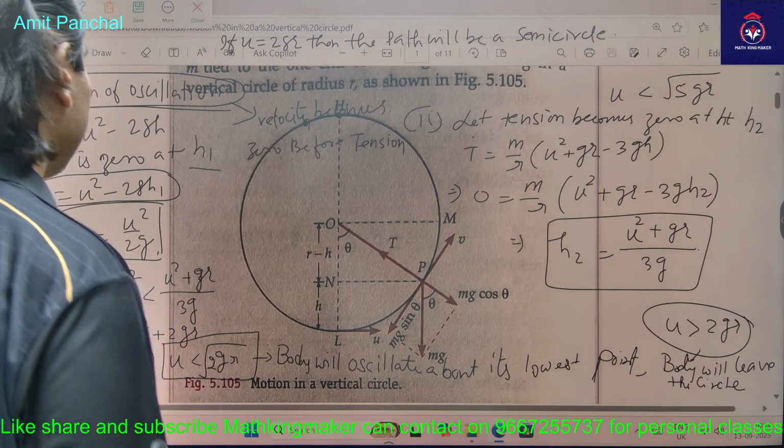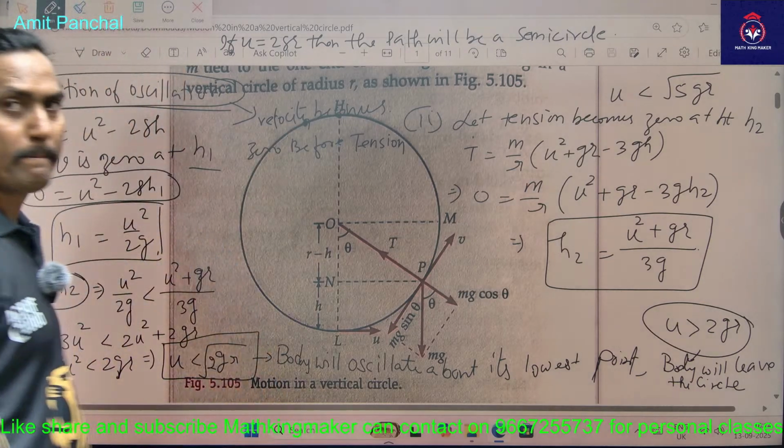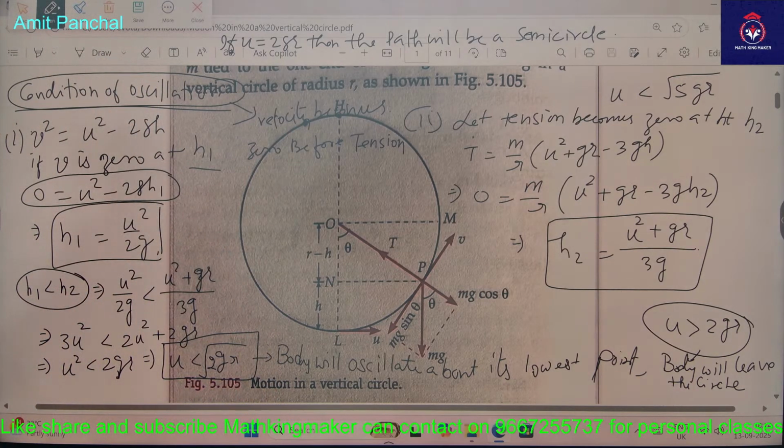You only know that much, right? U is greater than root 2gr. Done, right?